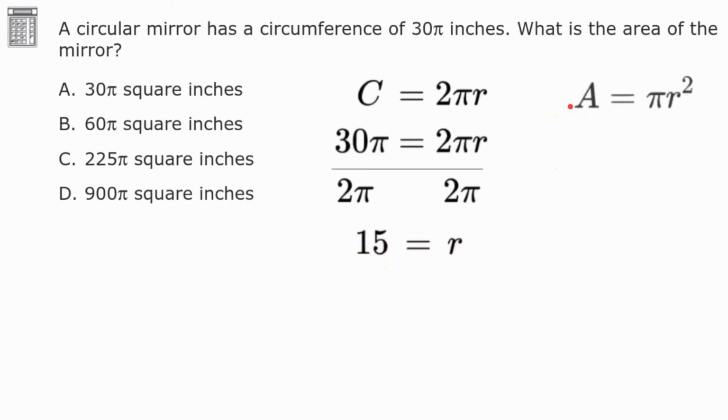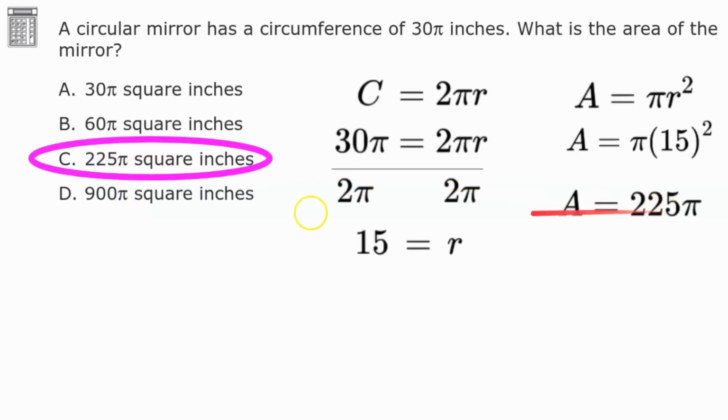So now I can use the area formula, which is pi r squared. I'm going to replace r, the radius, with 15. So pi times 15 squared. 15 squared is 15 times 15, which is 225. And all these answers are what we call in terms of pi. So I don't need to multiply by 3.14. So my answer here is C. The area is 225 pi square inches.